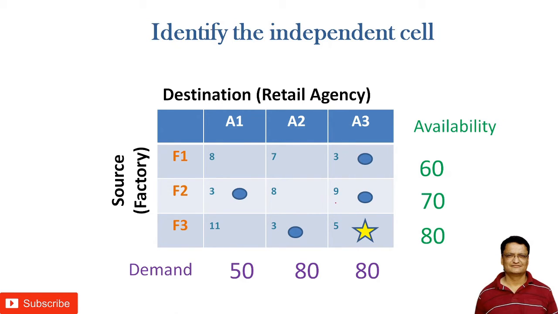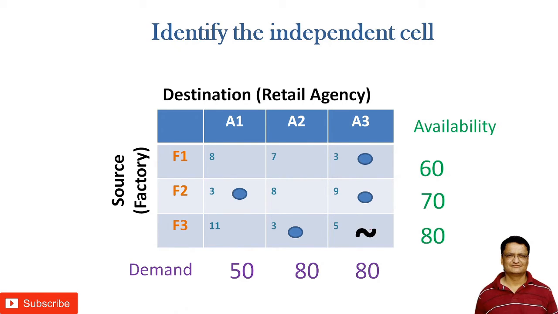So I will see whether this is an independent cell or whether it forms the loop. I will start looking in the horizontal direction and I will stop when I get the first allocation. Now I will change my direction, and if I go forward I don't see any further allocation, and I can say that this is the cell which is having an independent quantity. So it is not creating any loop, so I can assign epsilon value over here.